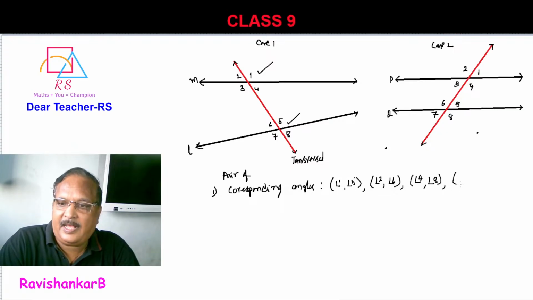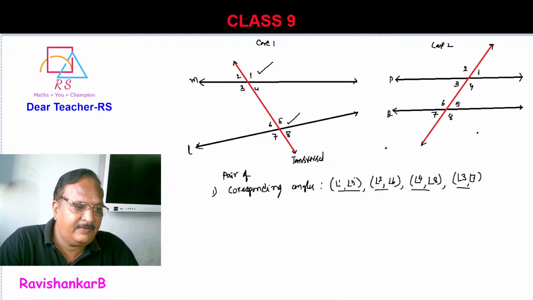And the other pair is angle 3 and angle 7. So there are 4 pairs of corresponding angles.